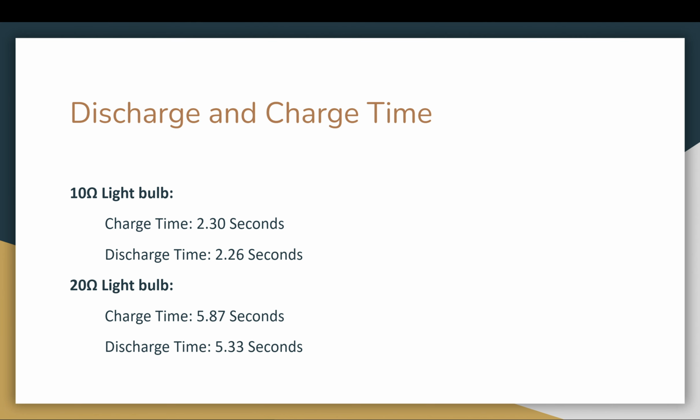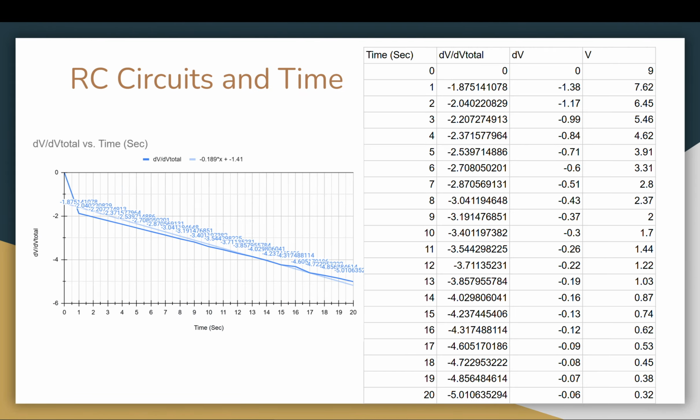Charge time was measured to be about 2.3 seconds, and discharge time was measured to be about 2.26 seconds. And for the 20 ohm bulb, it was 5.87 seconds, and discharge time was about 5.33 seconds. So as you can see, when there's more resistance, it takes longer to charge, and discharge and charge time are equal.